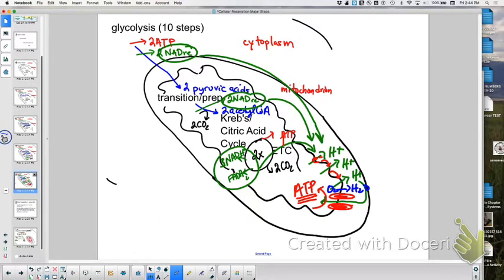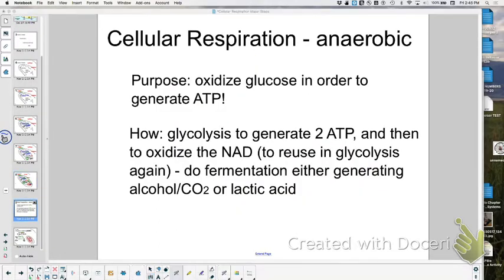That was with oxygen. If we don't have any oxygen, the only thing we can do is the first step, which is called glycolysis. We do the first step. And then the second step without any oxygen has to be fermentation. The entire reason you do fermentation is because when you do glycolysis, you reduce some NAD and make some ATP. When you reduce that NAD, pretty soon all your NAD starts to build up.